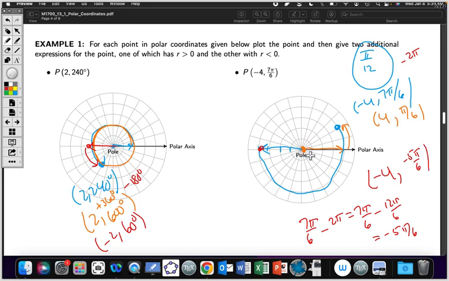So what would that be? I would start here at the pole. I'd move to the left 4 units, getting me on that circle of radius 4. And then instead of rotating counterclockwise, I'd rotate clockwise. So rotate clockwise 5 pi over 6, I would end up at the same location. Okay. So once again, the positive r values and negative r values are off by half a revolution, either 180 degrees or pi. If they have the same r value, then they're going to be off by a complete revolution, either 360 degrees or 2 pi.